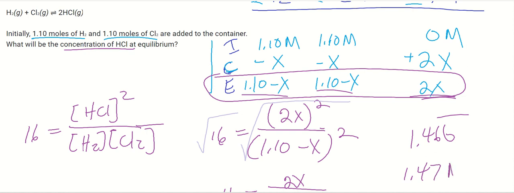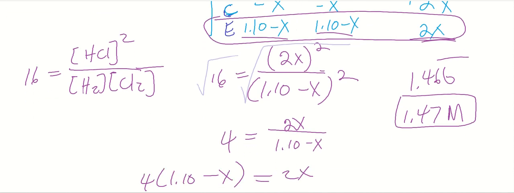With concentration, molar, or you can say 1.47 moles per liter, or you could say 1.47 moles liters to the -1. They all mean the same thing.